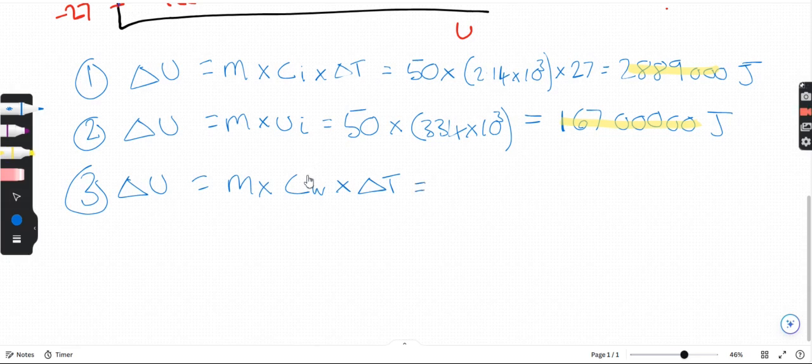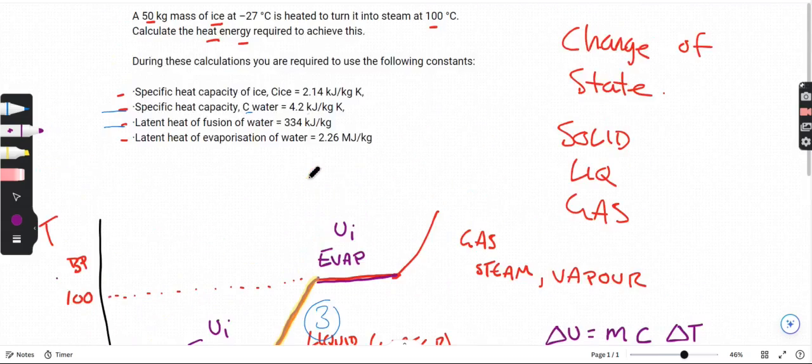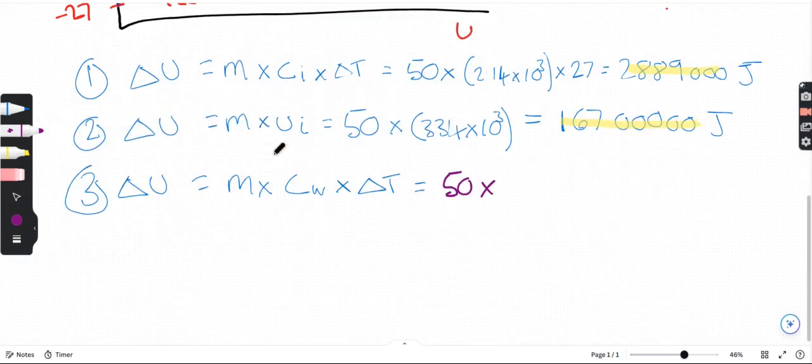So, getting bored of that colour. So the mass is still 50. The specific heat capacity of water was 4.2 kilo. So I put a bracket like that, 4.2 times 10 to the 3 times the change in temperature.